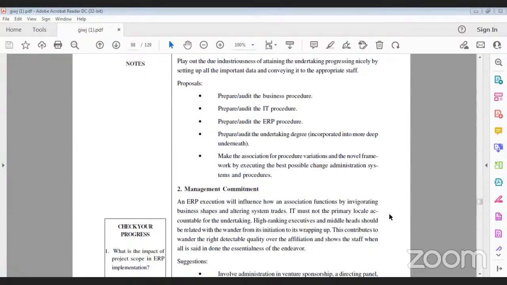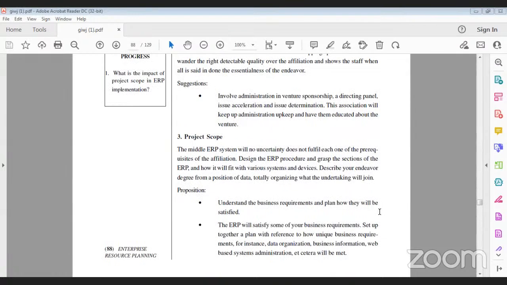Project shape here. Design ERP, so there are propositions here. Then the point is the project team, and the team should be representative.